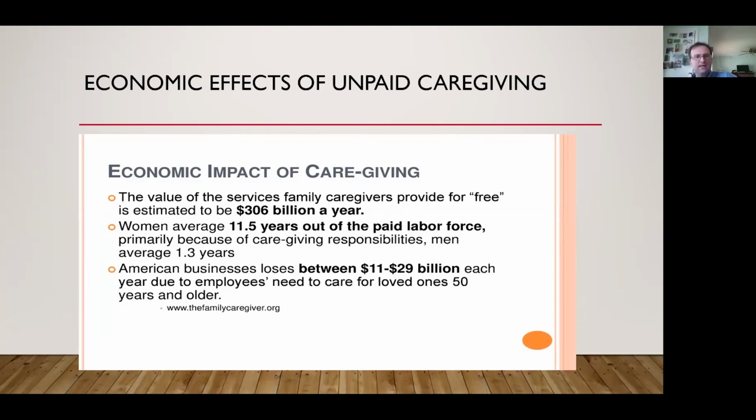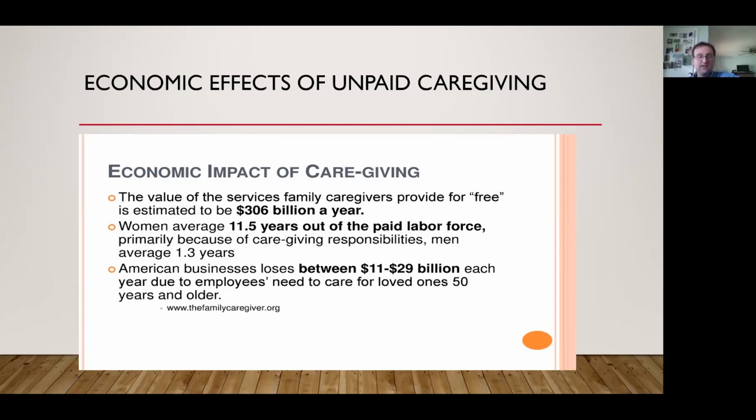So if we look at the economic impact of caregiving, it is thought that these free services, which of course are not free at all, come to around $306 billion, a very large figure. Of course, as I said, women are disproportionately affected. Women average 11.5 years out of the paid labor force because of caregiving responsibilities. And American businesses lose between 11 and $29 billion due to the need to care for loved ones.